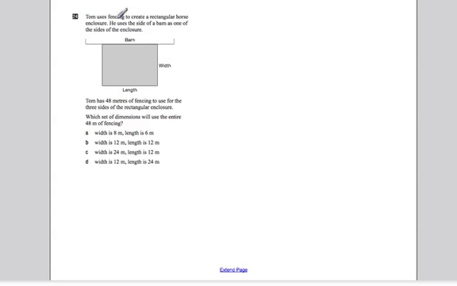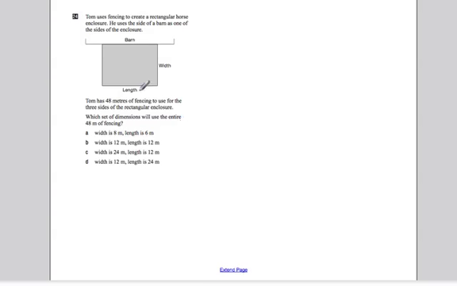So Tom uses fencing to create a rectangular horse enclosure. He uses the side of the barn as one of the sides of the enclosure. Now this is like the down by the bay example, and we find the maximum area. He has 48 meters of fencing, and which dimensions will use the entire 48 meters of fencing.